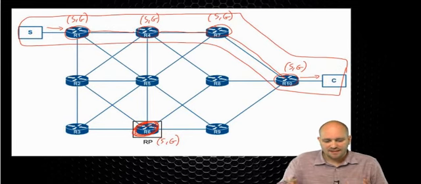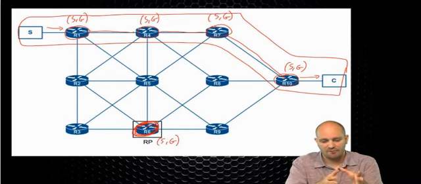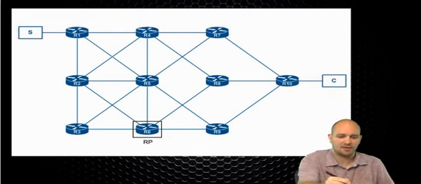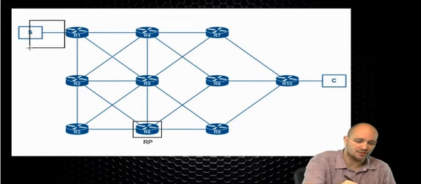Okay, so that was an example of the network when we actually have a source that is transmitting. But what happens when we have a network in which we don't actually have a source transmitting, but there is a client interested in receiving the traffic?